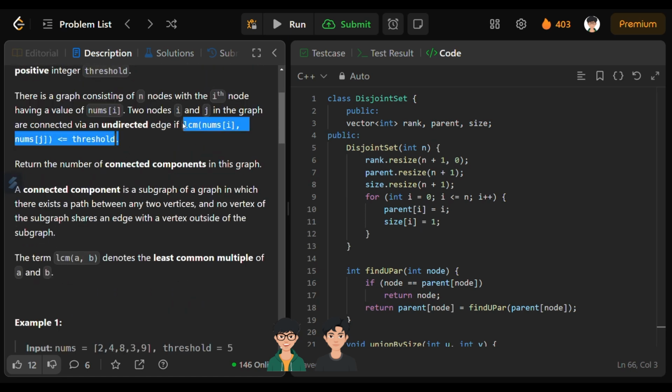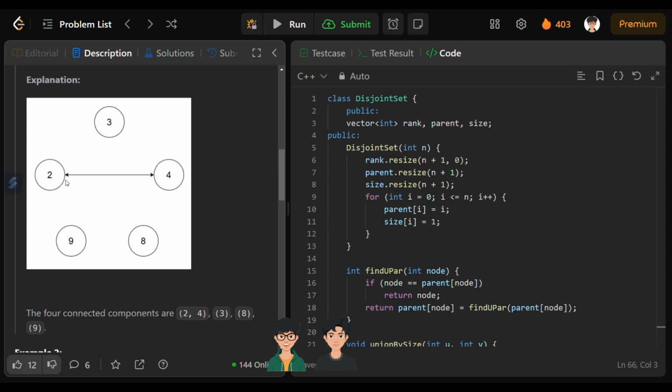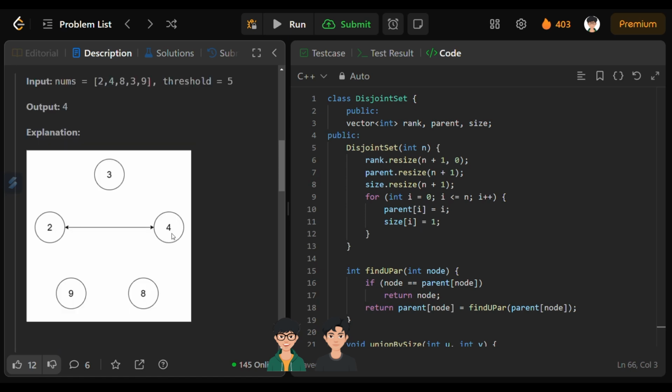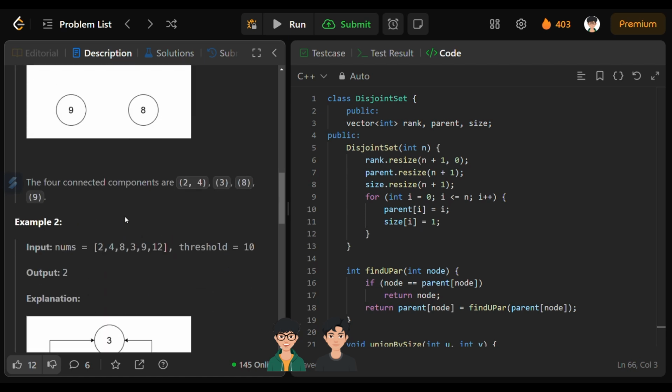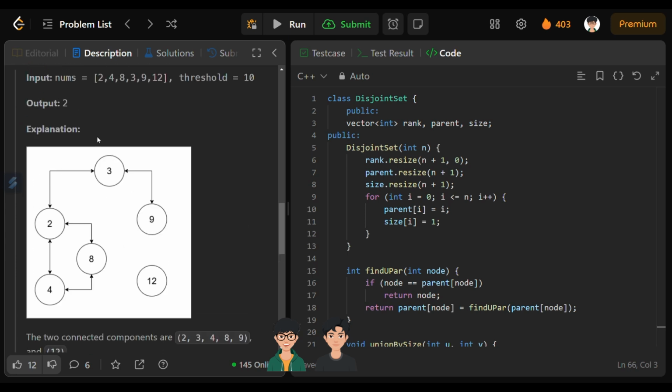After making the graph, we have to count the connected components. Connected components is nothing but disconnected parts. For the first example, how many connected components will be there in this graph? The answer is four. If we take the second example, the answer is two, because this is one connected component, and this is another second connected component.